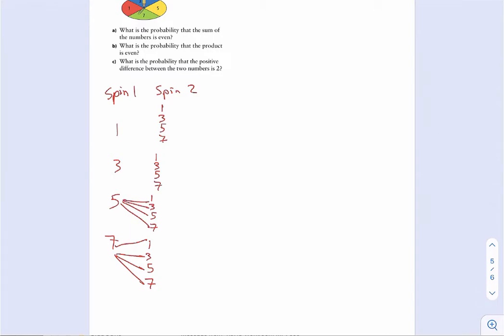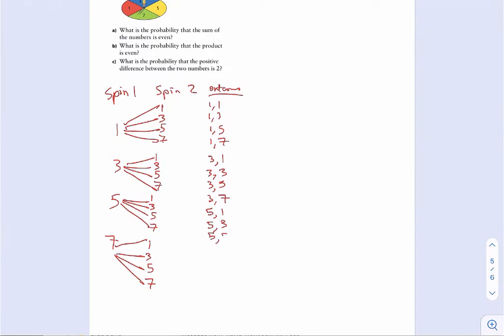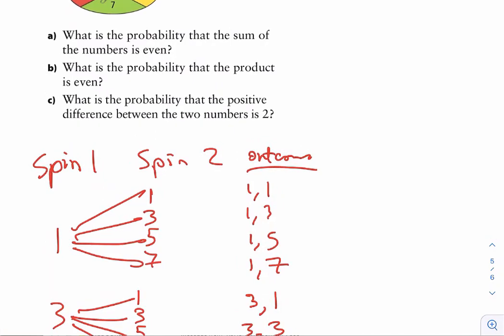Let me draw my lines here. Okay, so then I have my outcomes. You can see why this is important in a minute. So 1 and 1, 1 and 3, 1 and 5, 1 and 7, 3 and 1, 3 and 3. Okay, so now I look at the question. It says, A, what's the probability that the sum of the numbers is even?